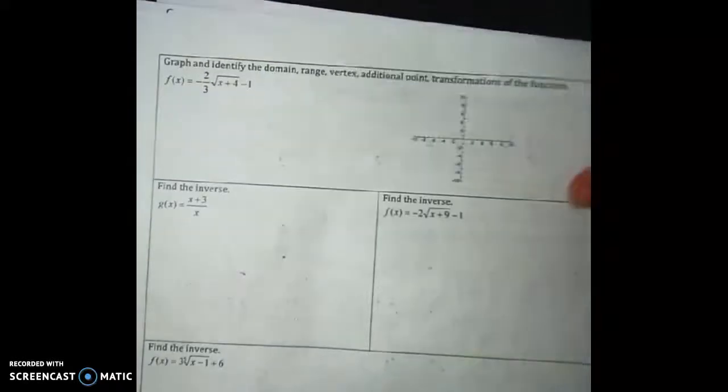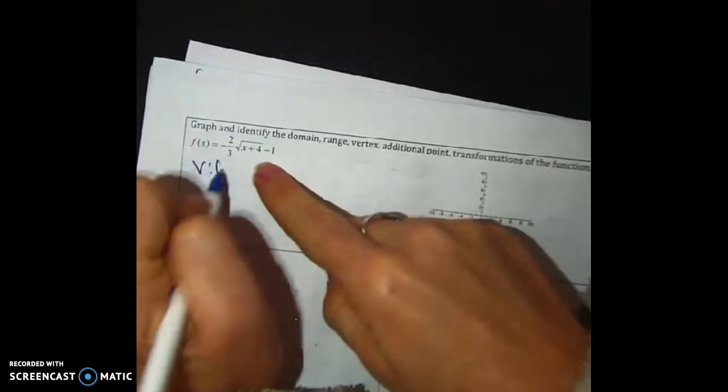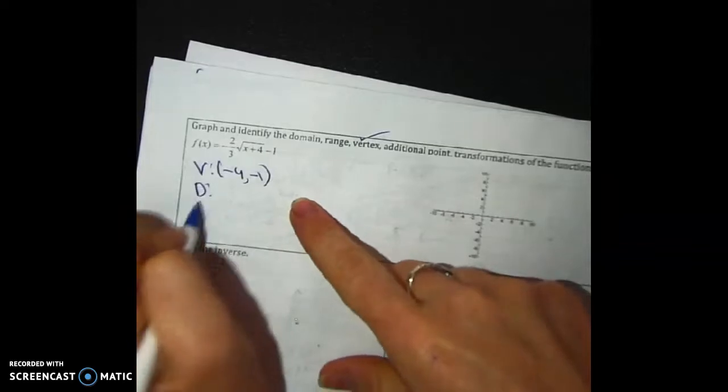All right, last page here. Okay, so I like finding the vertex first. Take the opposite. So vertex done. Domain. I'm not very good at finding the domain and range until I actually graph it.